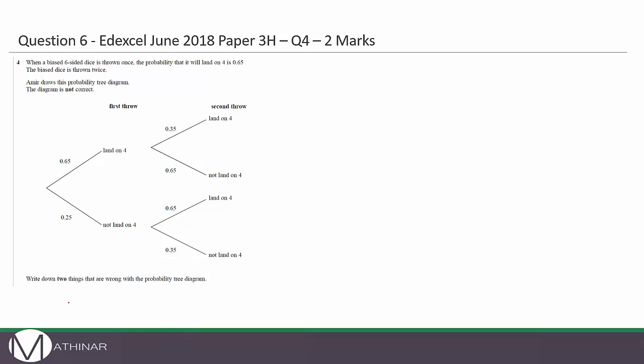Okay, so we're not doing any calculations, we're explaining what's wrong here. The first thing I can see is quite obvious: the branches need to add up to 1. These 2 branches, if you add them up, you only get 0.9. So 0.65 plus 0.25 is equal to 0.9. This needs to add to make 1. That's the first point. Let's have a look for the second point.